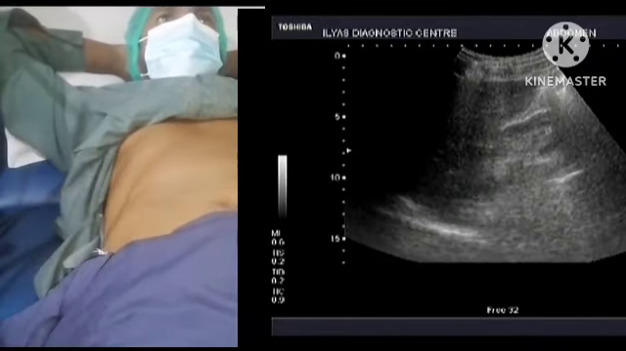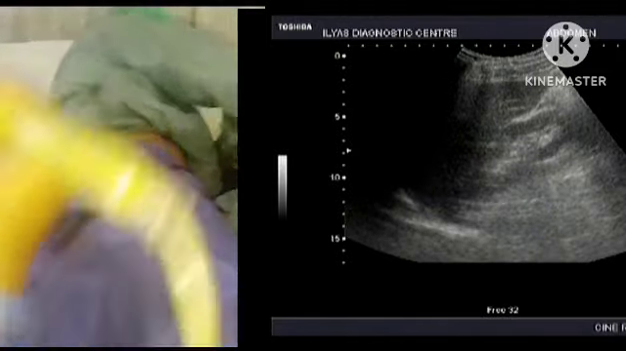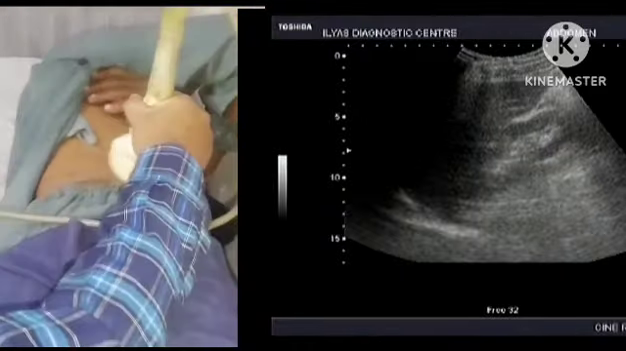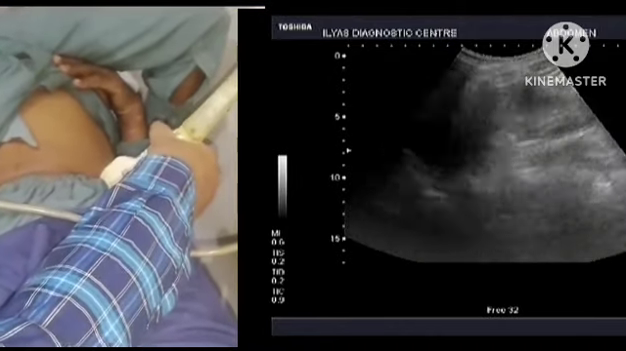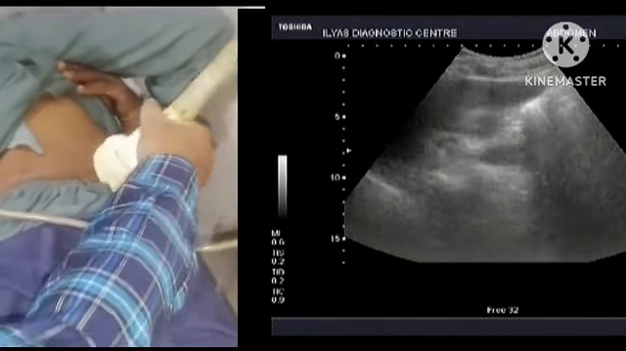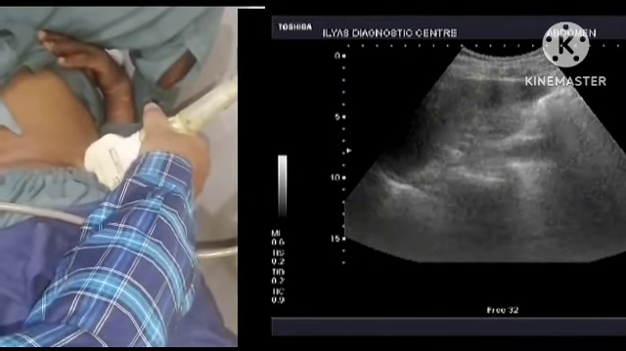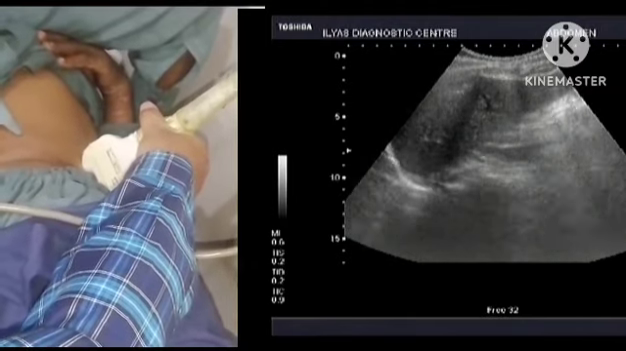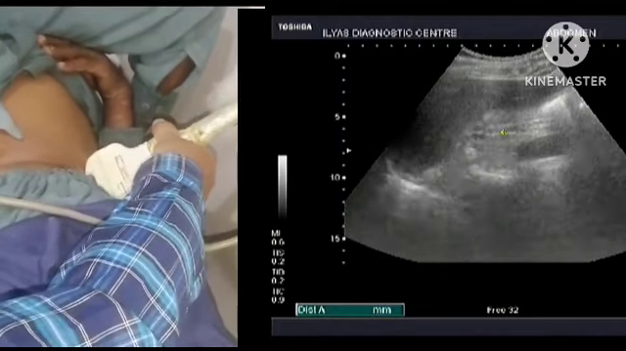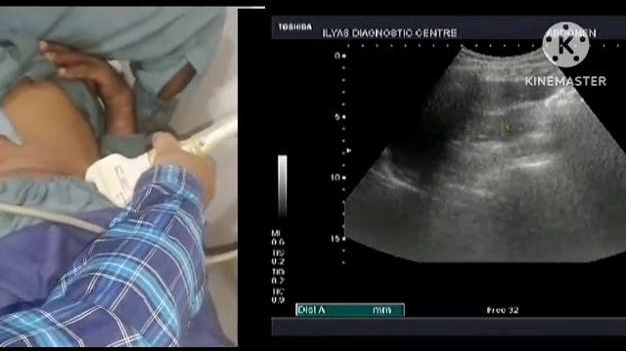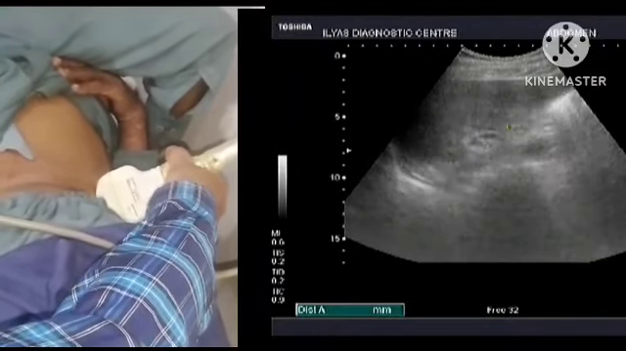Now I will ask the patient to turn to the other side. It is very important to visualize the kidney in this position also, because many things will be visible in this position. Now I am keeping my probe at the same position, and this is the liver. When I am looking at the liver, I will tilt it a little bit caudally. My probe position is the same. I have just tilted it a little bit caudally and laterally. You can see my probe position.